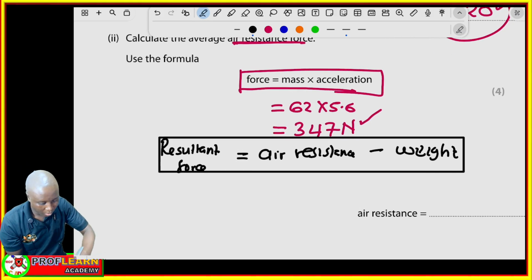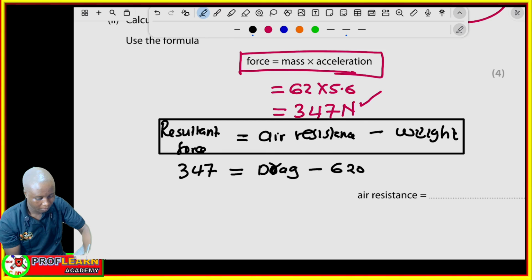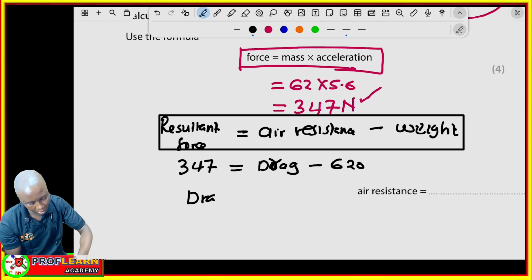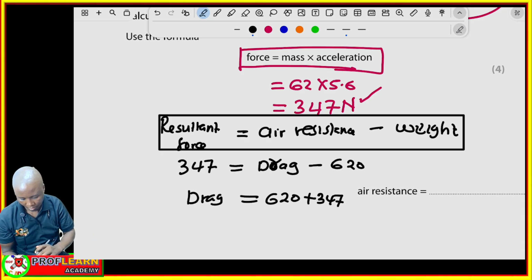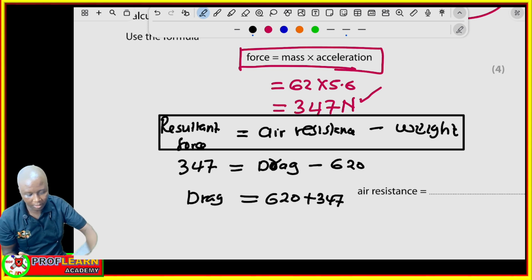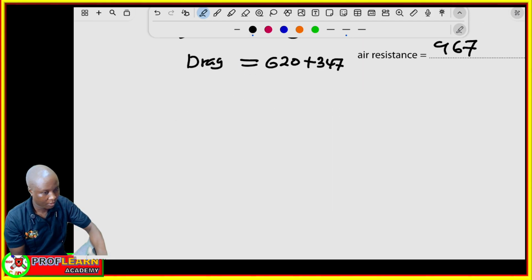All right, so which means that 347, which is our resultant force, is equal to drag. Our air resistance can also be called drag, minus the weight, which is 620. So drag or air resistance is going to be 620 plus 347. If you add the two, you're going to get 967 as the final answer in that case.